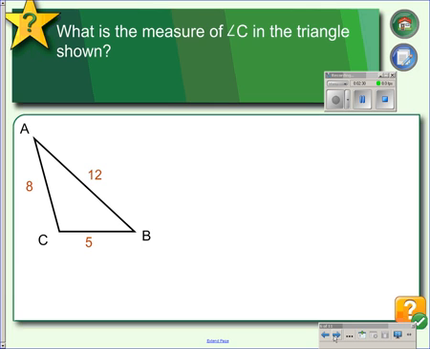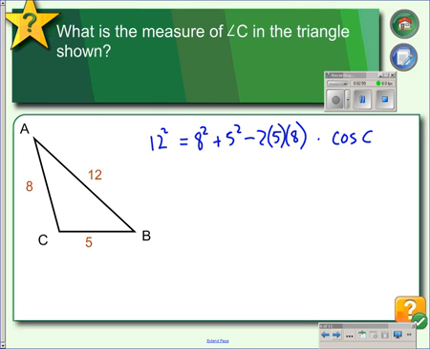Okay, this time we're looking for an angle measure. We're given three sides and we want the angle measure, the measure of angle C. Since we are looking for C, we're going to have cosine of C here on the end. So that means the side opposite from that will be on the other side of the equal sign. So we have 12 squared equals 8 squared plus 5 squared minus 2 times those two legs, 8 and 5, times the cosine of C.